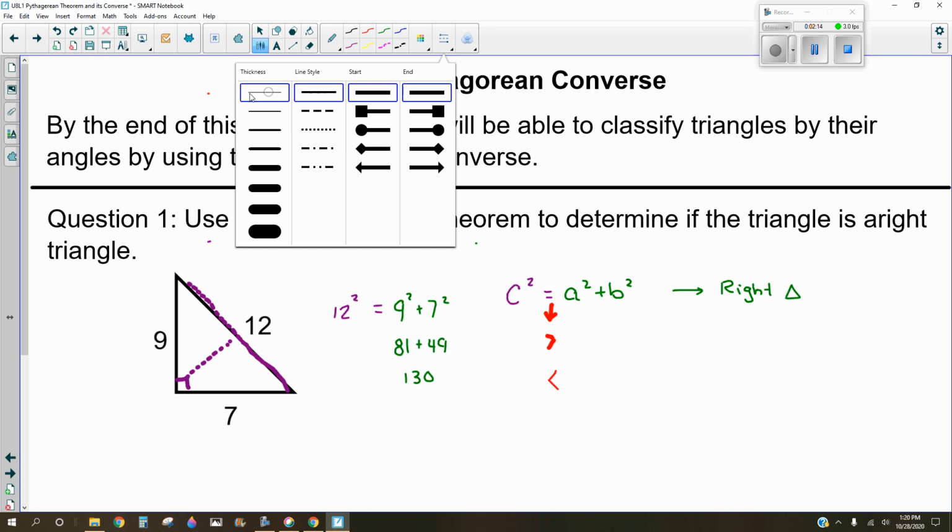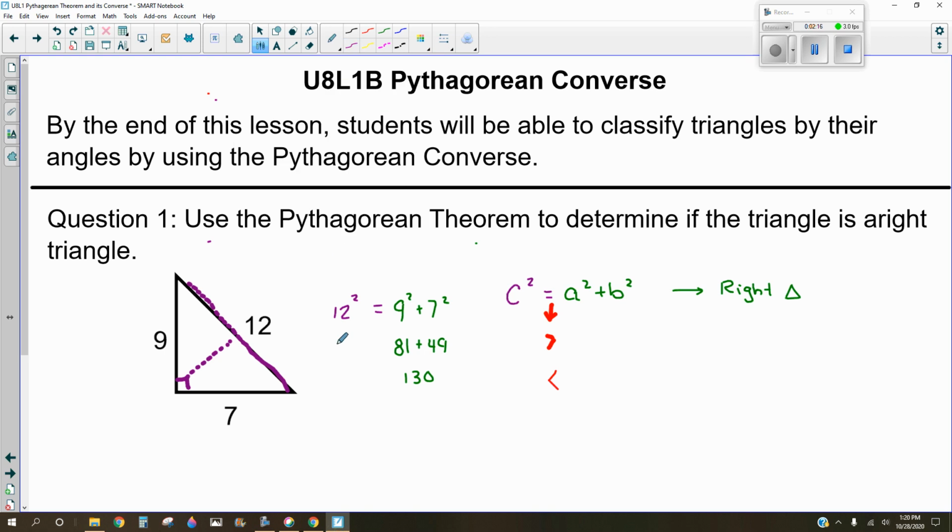Let's explore what happens on the other side of the equal sign. 12 to the second power is 144. Okay, 144 does not equal 130. It's bigger than 130, so it would be whatever happens here. So it's not a right triangle. This is not 90 degrees. So it's not a right triangle. What kind of triangle is it? I don't know. Let's figure out how to do that.